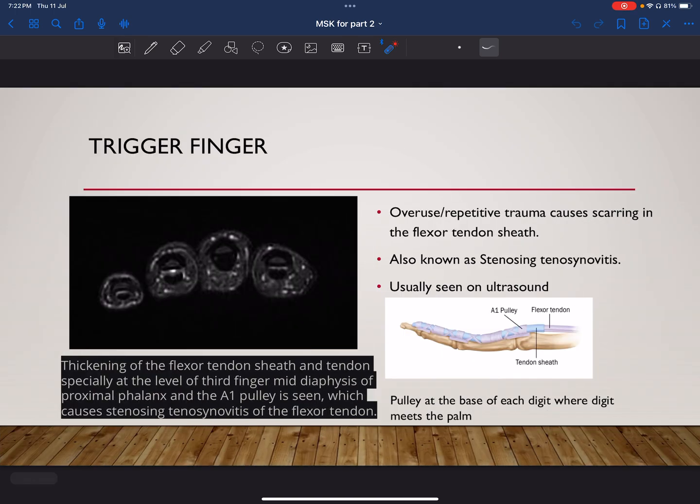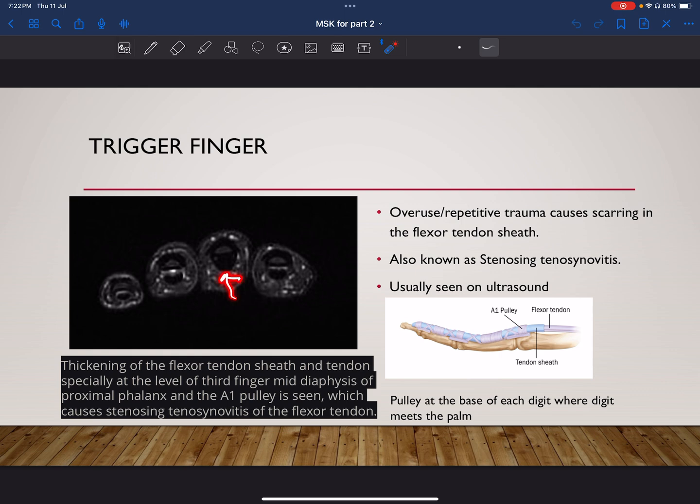Then another entity, which is the last topic for the day, is trigger finger. Also an overuse injury, repetitive trauma causes scarring in the flexor tendon sheath. So there is a pulley known as the A1 pulley at the level of the metacarpophalangeal joint. So there is going to be scarring here. This is also known as stenosing tenosynovitis, usually seen on ultrasound.